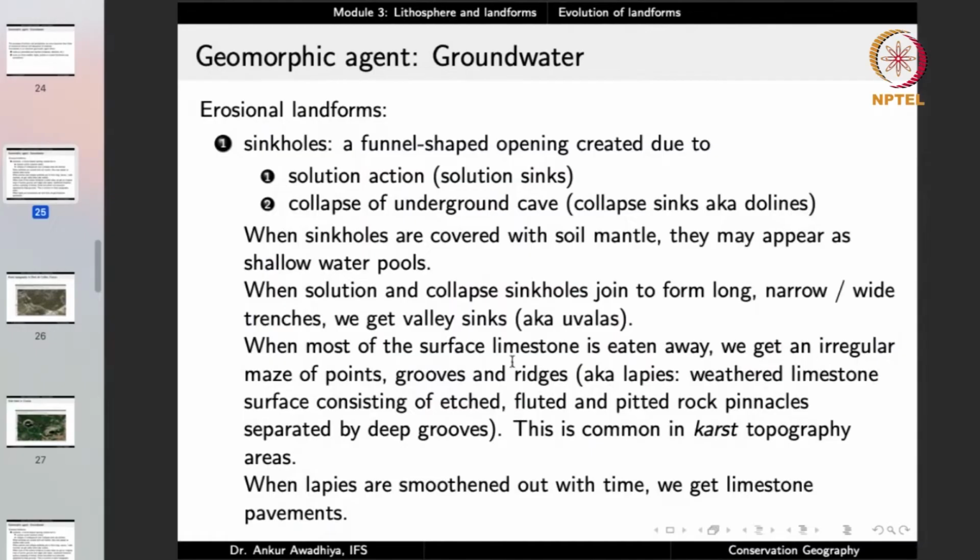When most of the surface limestone gets eaten away, we will get an irregular maze of points, grooves and ridges. Ridges are also known as lapies, which are weathered limestone surface consisting of edged, fluted and pitted rock pinnacles separated by deep grooves. And this is common in a karst topography area.